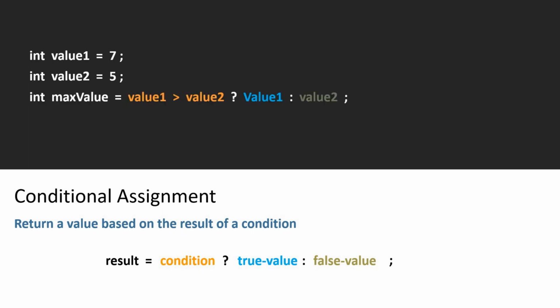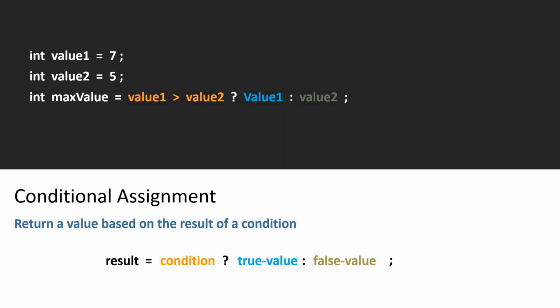In this conditional assignment, we check to see if value 1 is greater than value 2. If that condition is true, we'll return back value 1. If it's false, we return back value 2. So in other words, max value will have the value of value 1 or value 2 depending on the results of that condition.